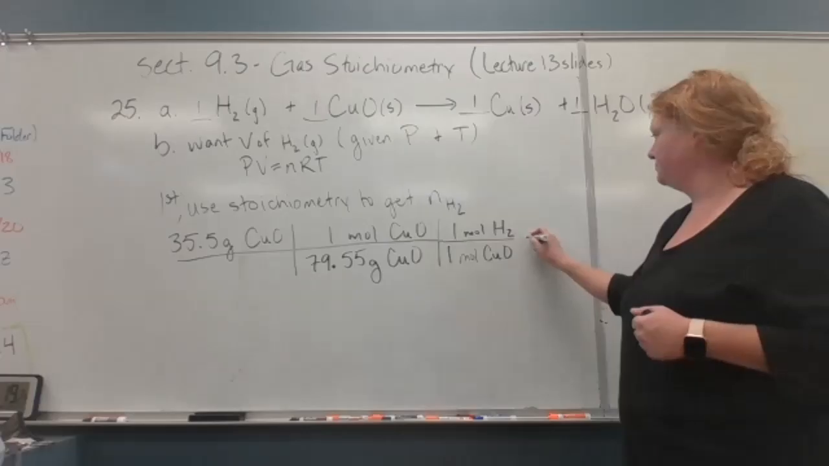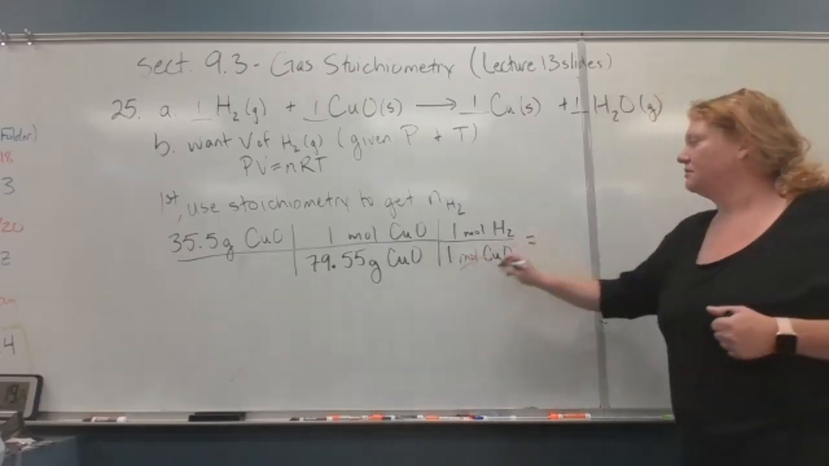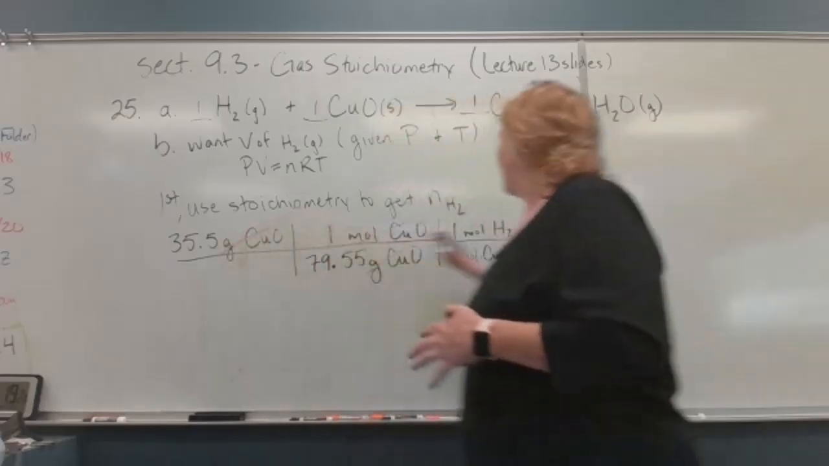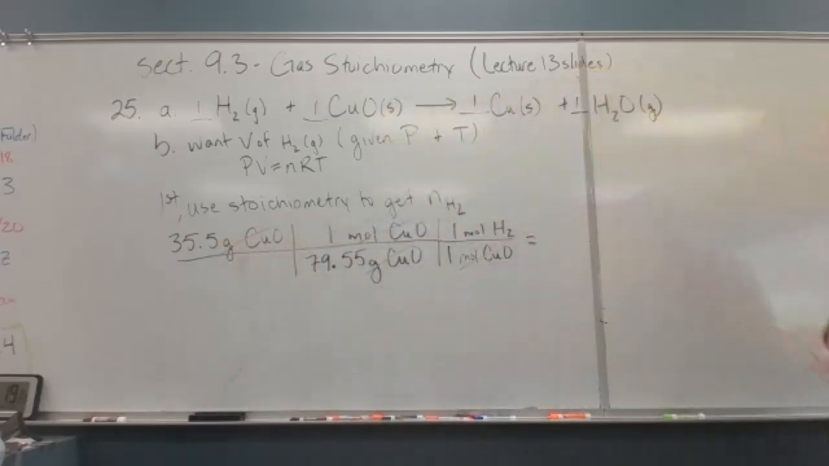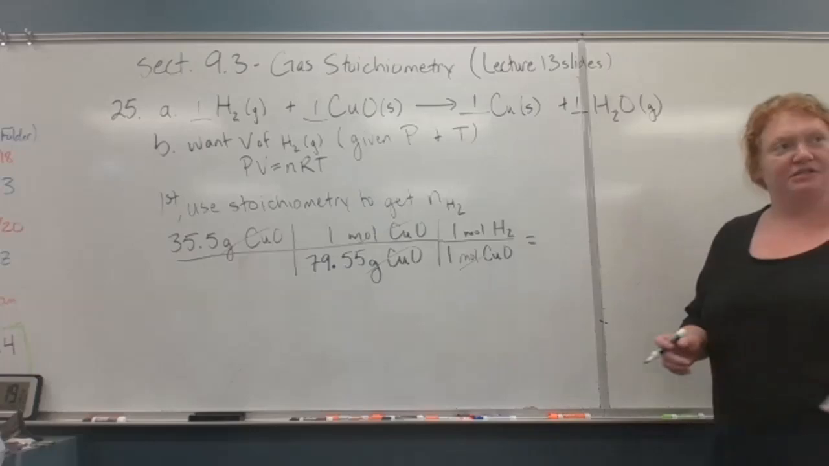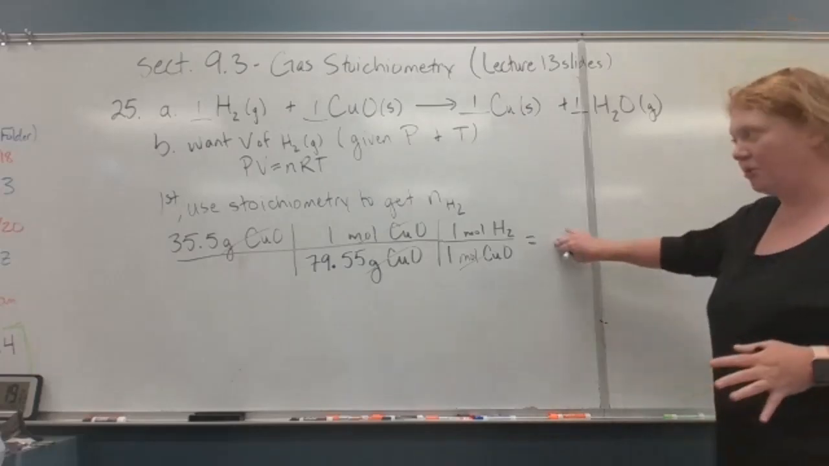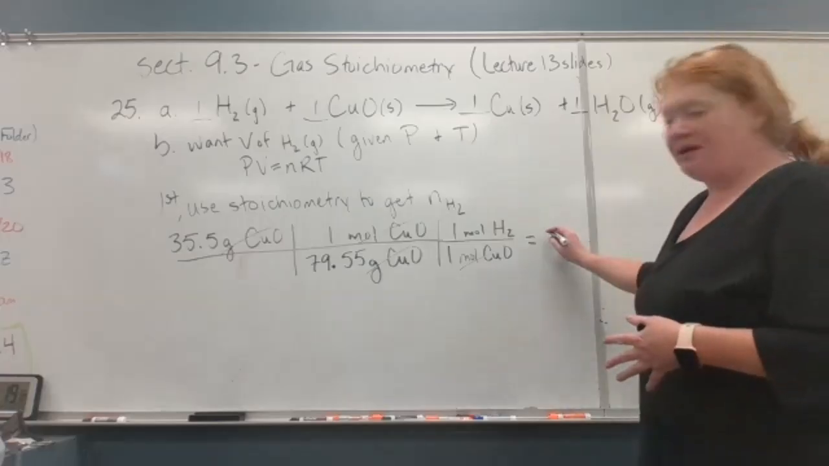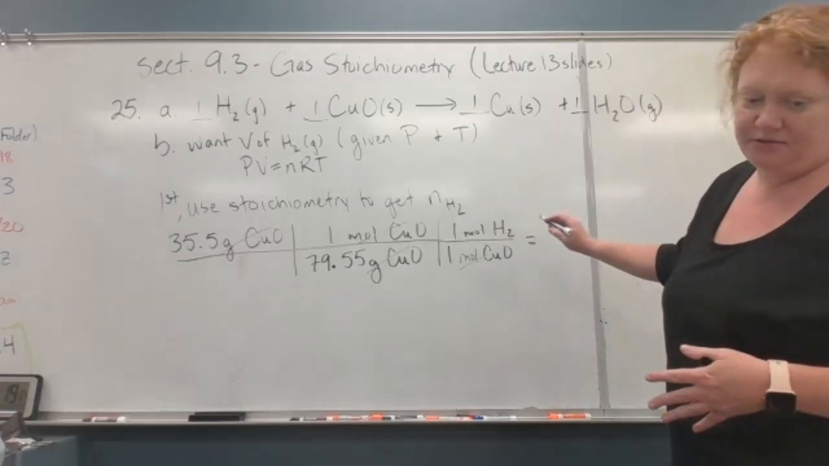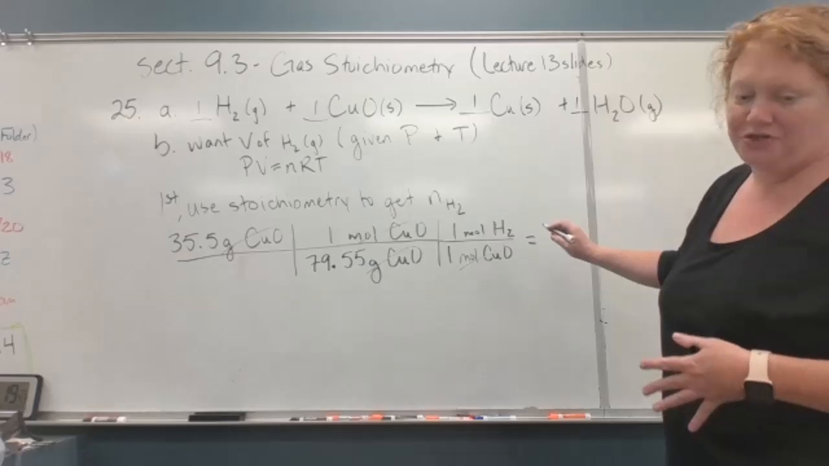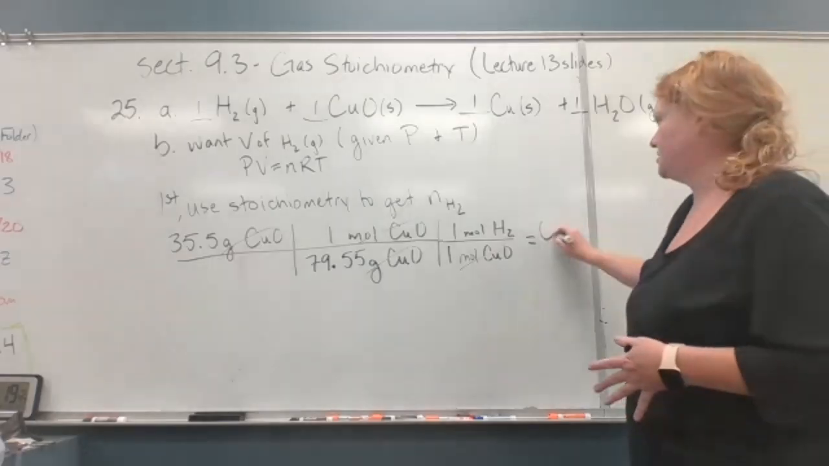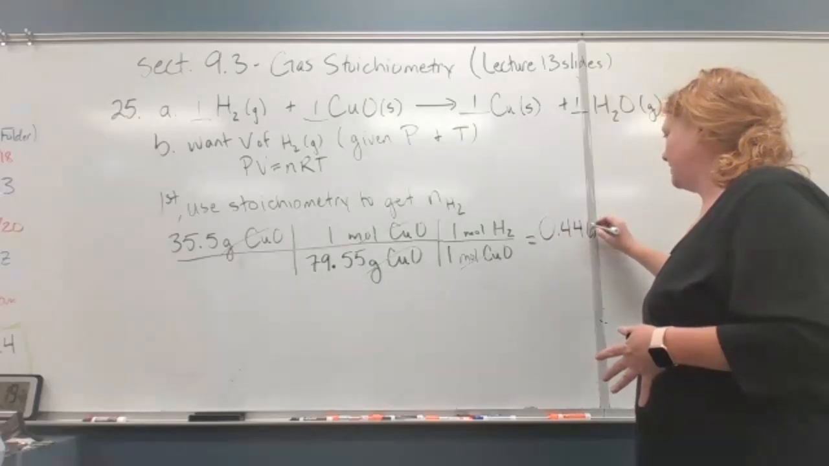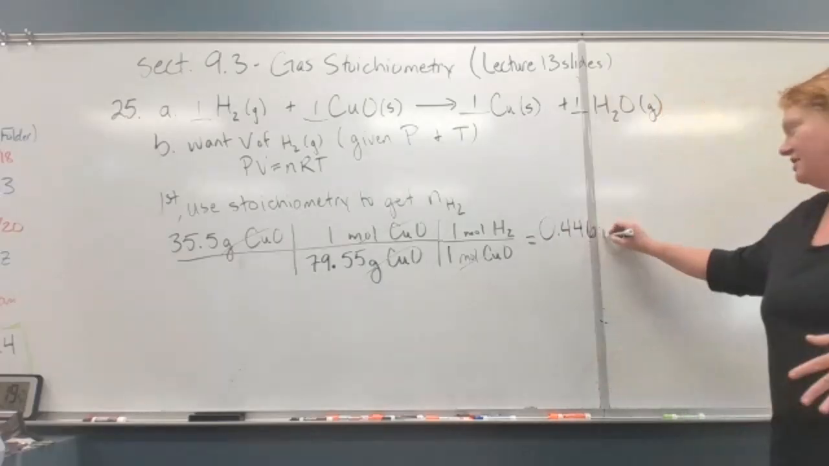Okay. And again, if I double check what all I've canceled, I should get just moles of hydrogen. I'm not trying to do anything else at this point. Just get moles of hydrogen. It's the whole purpose of stoichiometry. And I got 0.446. Now that's, I believe, the rounded answer.